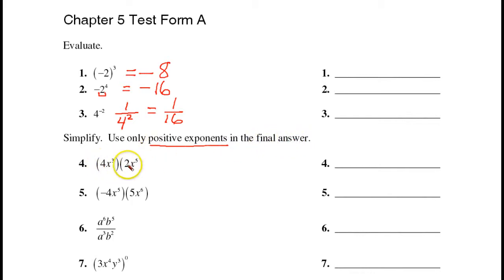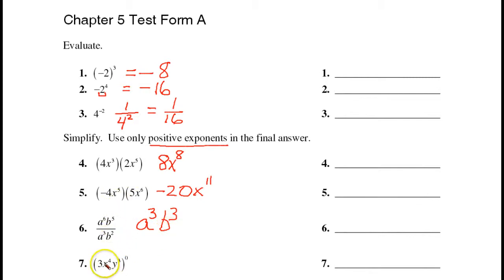So the rule, we just multiply the numerical coefficients, get an 8, add our exponents, get an 8 also. Watching the signs, we're going to get a negative 20 x to the 11th. Now here we're going to subtract the smaller from the larger exponent and get a to the 3rd, b to the 3rd.